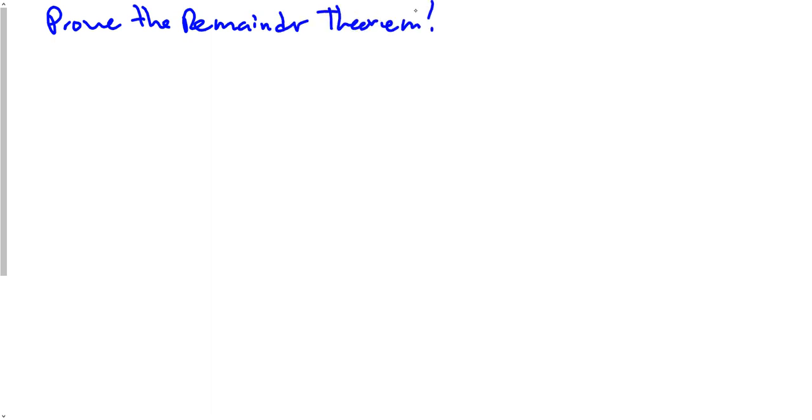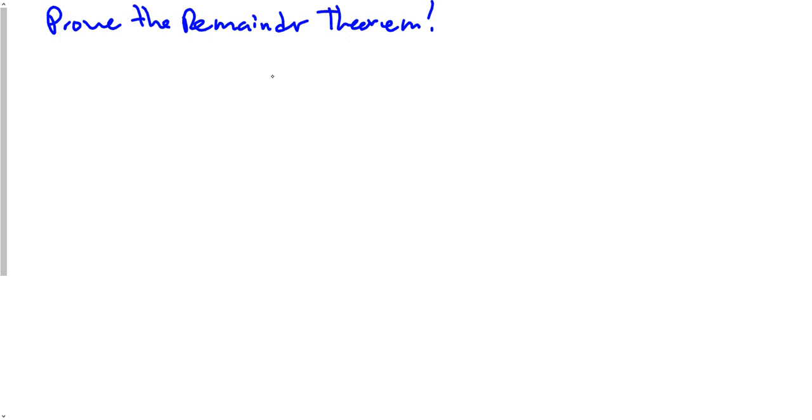So what I'm going to do is actually prove the remainder theorem. Now, this isn't a proof like geometry. In algebra, we can prove our theorems, but we prove it with algebra. We don't have to use the givens and statements and congruence and CPCTC and all that other stuff. We don't have to use that here.